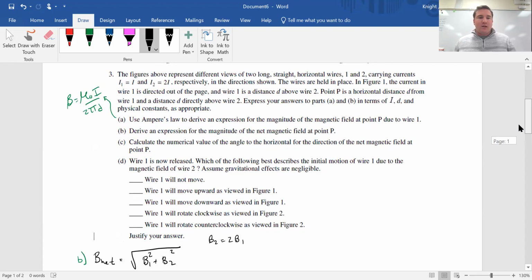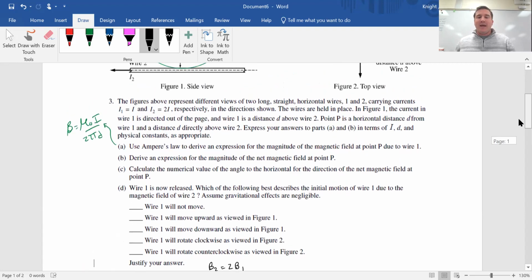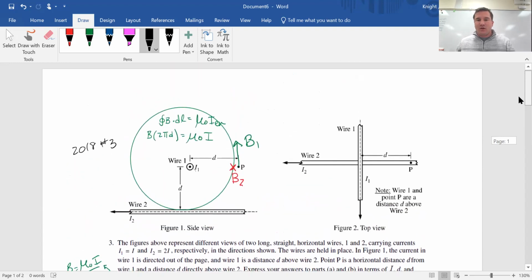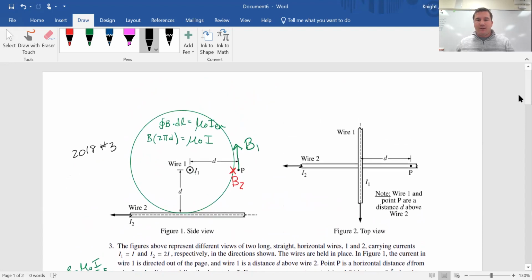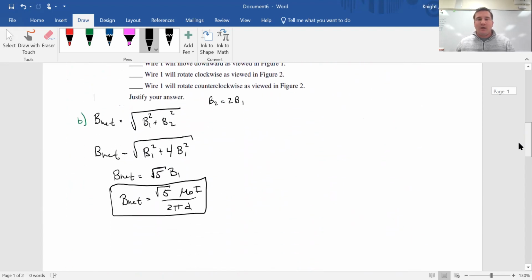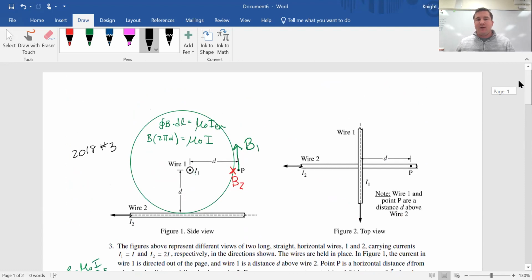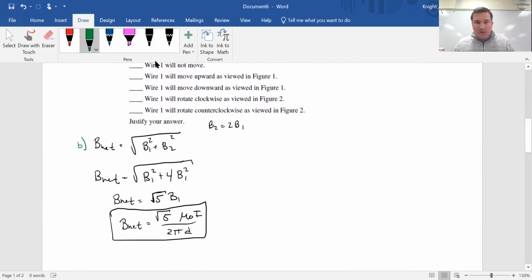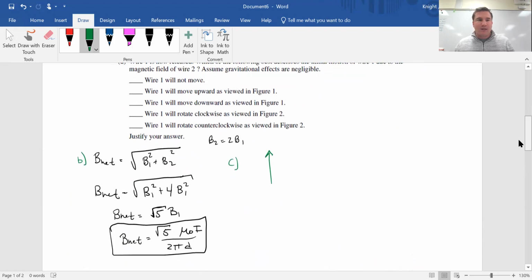Derive an expression or calculate the numerical value of the angle to the horizontal. That's a little bit trickier. If point P is here. The hard part about this is figuring out what angle is to the horizontal. So if I set this up and turn it sideways so that we can see B1 and B2 at the same time, B1 is going up and B2 is going to the side.